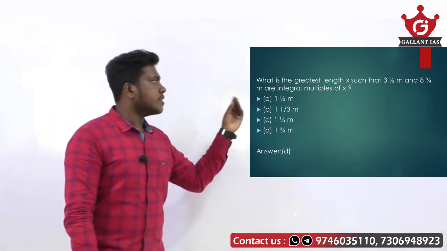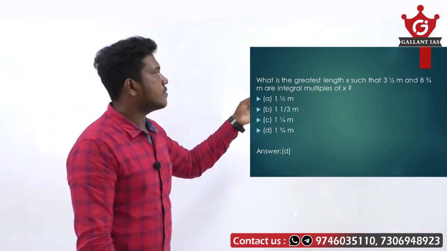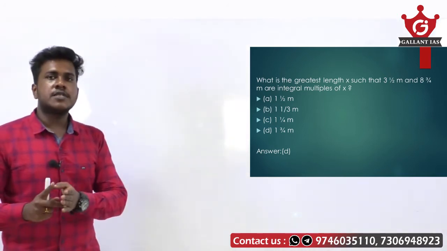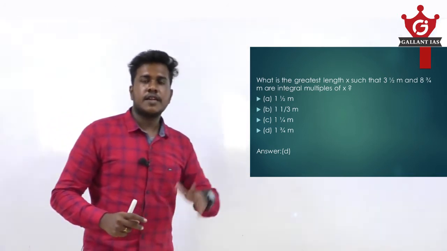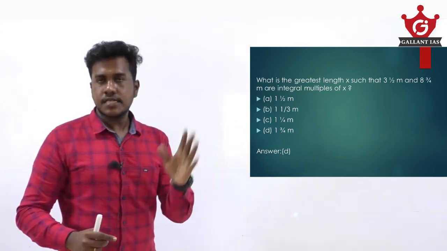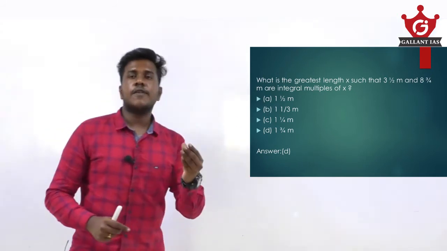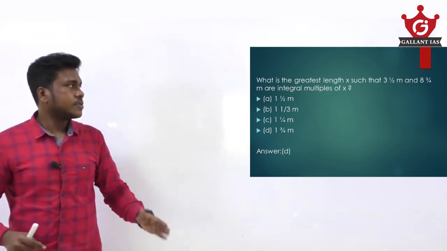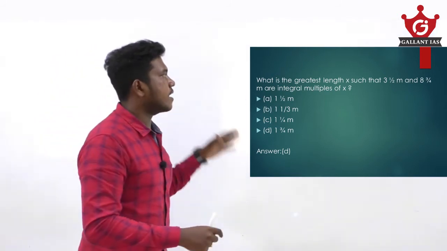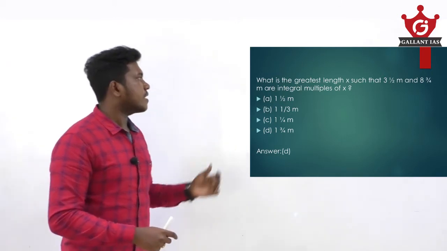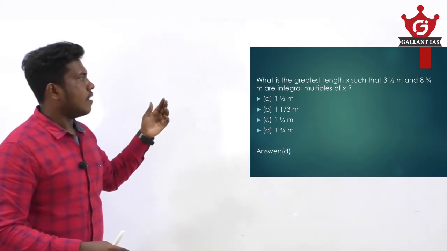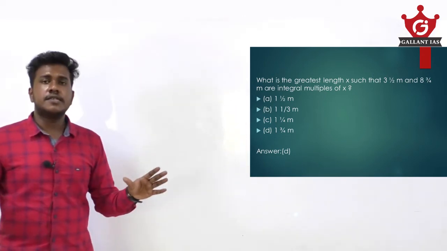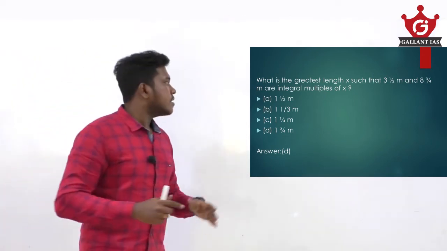Okay, that means we need to find a part of 3 and 1 by 2 and 8 and 3 by 4. Okay, so in that type of questions, which method do you actually need to use, whether it is HCF or LCM? HCF, right? We actually need to find a part of that concept. The part of the given quantities here. So the given quantities are 3 and 1 by 2 and 8 and 3 by 4. So we need to find an integral multiple of x. Okay, that means it's actually a part of these two quantities. So here we actually need to use the concept of HCF.